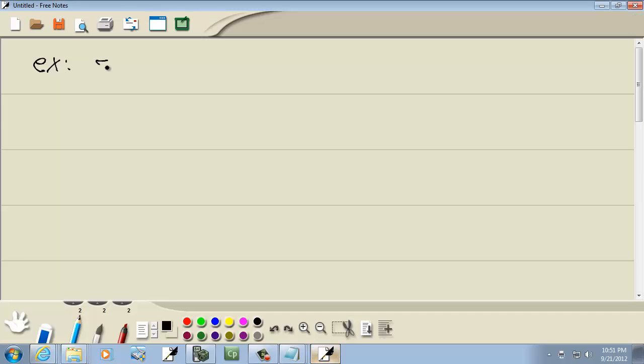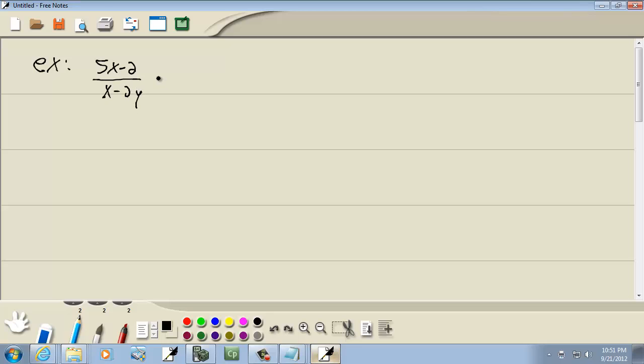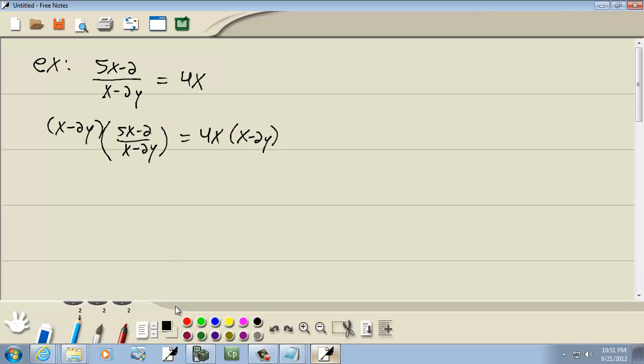Okay, let's look at the last one here. We got 5x minus 2 over x minus 2y equals 4x. Again, we're going to get rid of the fraction here, so we're going to multiply both sides by x minus 2y. So it gives us 4x times x minus 2y. So these cancel. So we got 5x minus 2 equals 4x times x, which is 4x squared. 4x times negative 2y gives us negative 8xy.